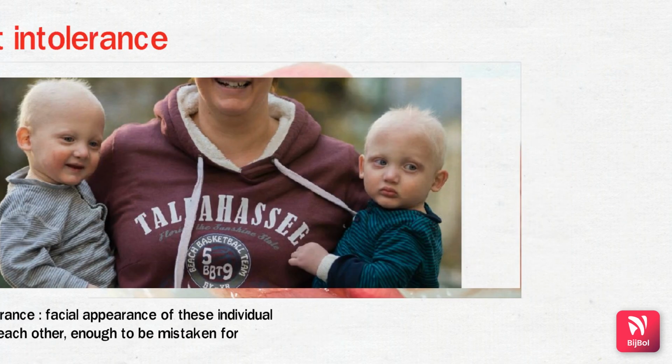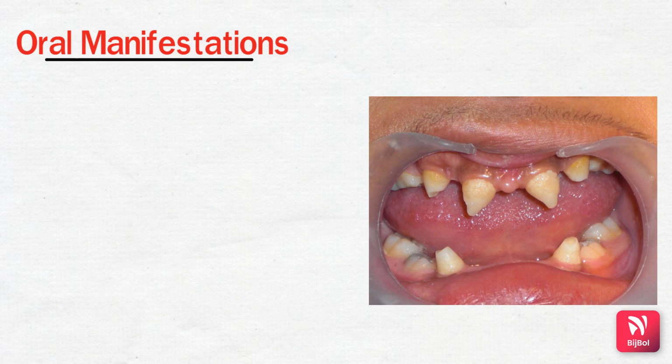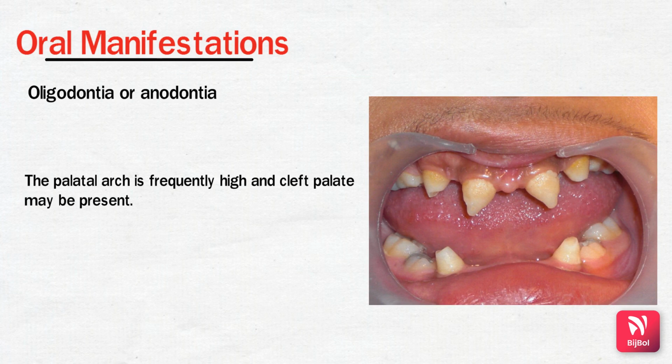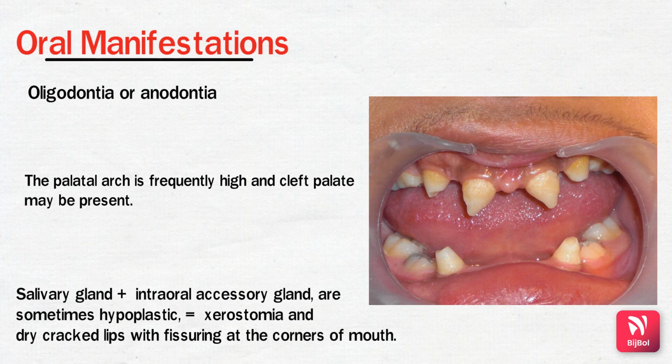Moving to the oral manifestations, there will be presence of oligodontia or anodontia. The palate is frequently high arched, with a cleft palate sometimes present. There will be conical shaped teeth present, and multiple missing teeth as well. The salivary glands, along with the accessory intraoral glands, are sometimes hypoplastic, resulting in xerostomia and dry cracked lips with fissuring at the corners of the mouth. There will also be midfacial hypoplasia, leading to decreased vertical dimension.